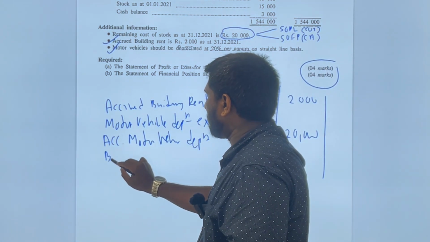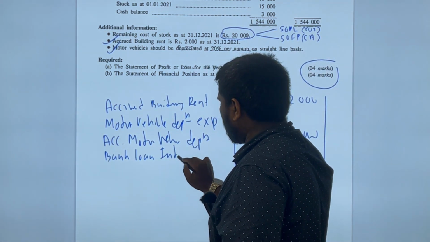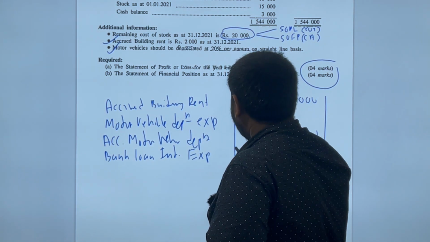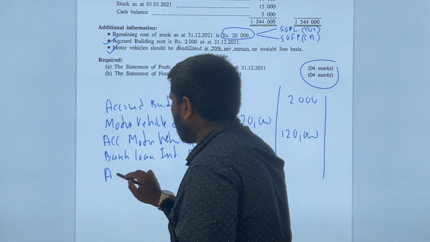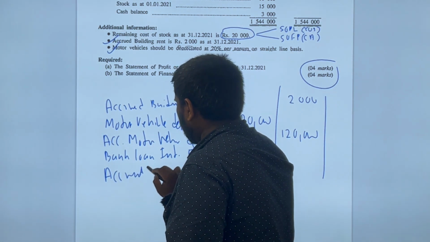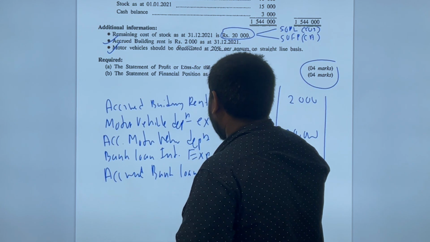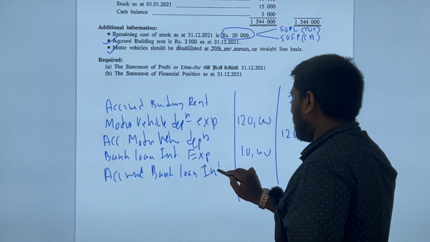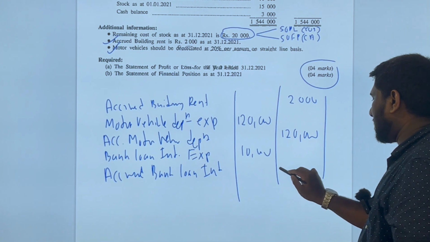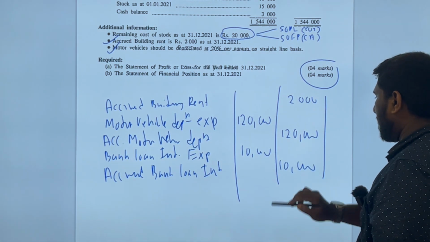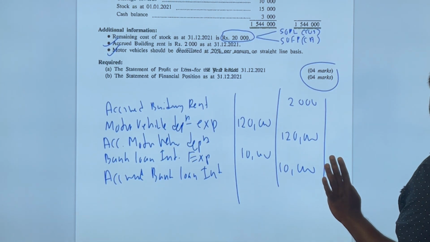Bank loan interest expense, debit 10,000, then accrued bank loan interest, which is not yet paid, accrued, not yet paid, payable, interest payable. So it's a liability, credit 10,000. So here you have debit and credit. Now we are done with all the adjustments.